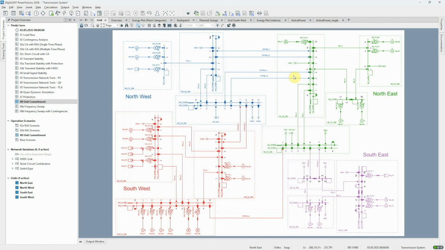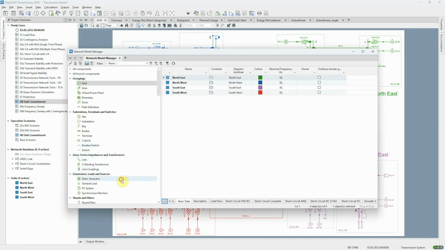In this project, characteristics are assigned to the active power of loads and generating units, and the generators also have cost data assigned, which is required for the unit commitment calculation. Let's look at the unit commitment data of the generating units.